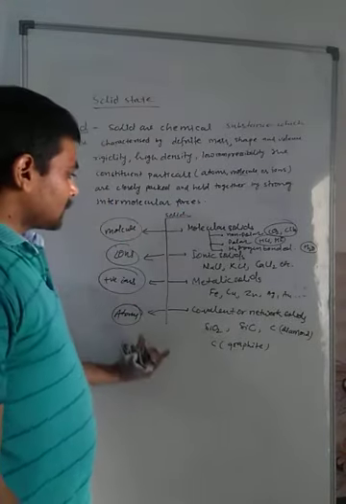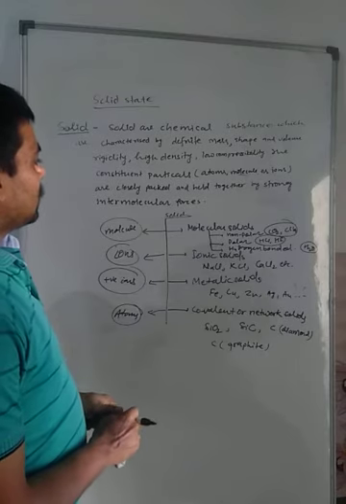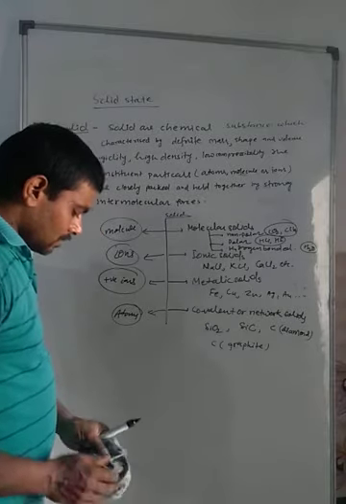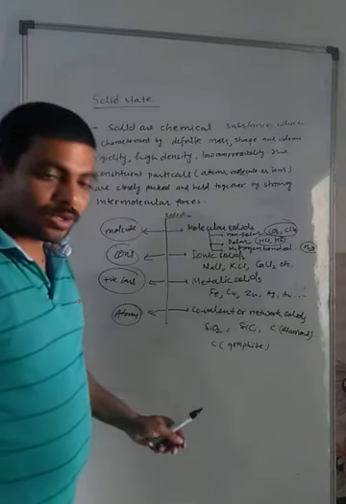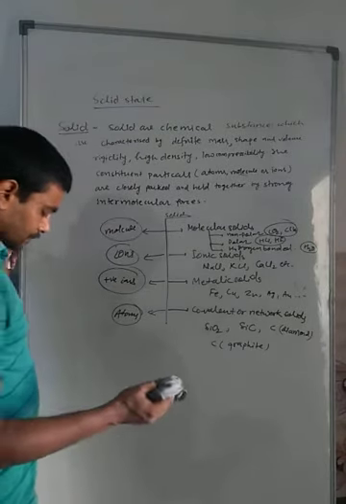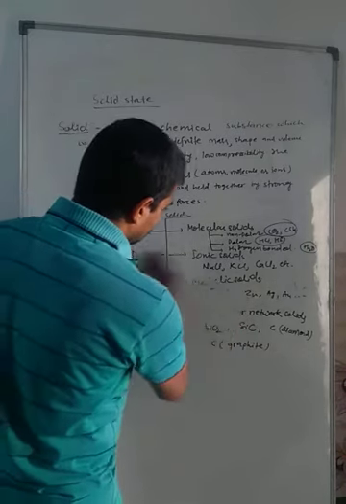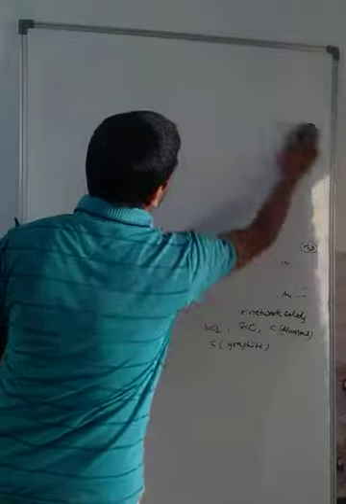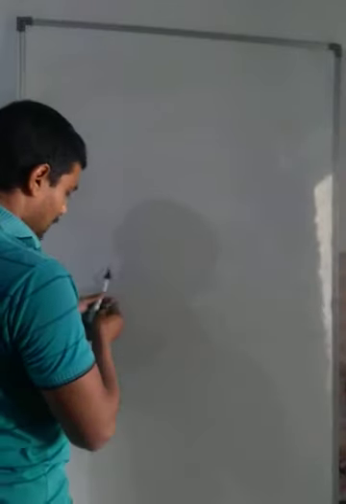Now after studying this type of solid on the basis of constituent particle and their types, we are done with the examples. Now we are going to discuss the crystal lattice, the regular three-dimensional arrangement of the constituent particles in a crystal. The regular three-dimensional arrangement of constituent particles in a crystal is called crystal lattice.